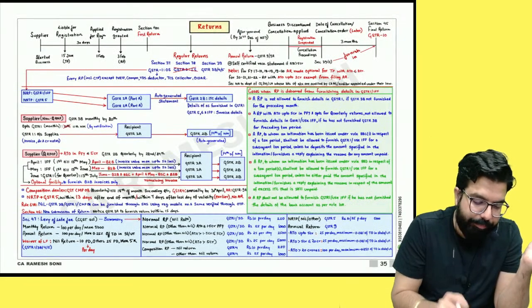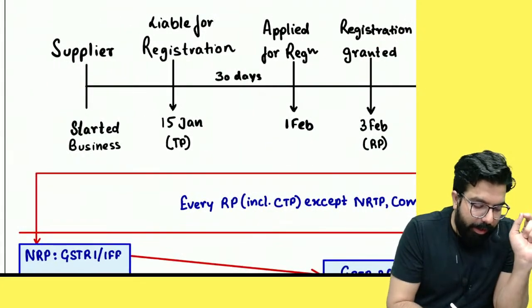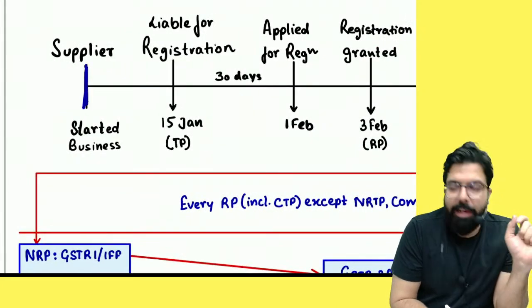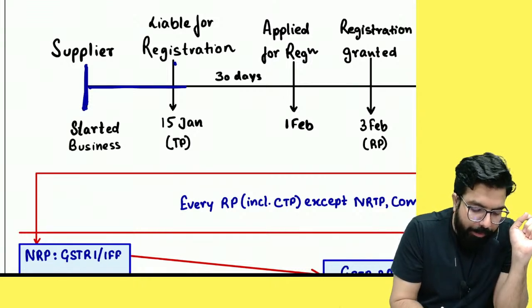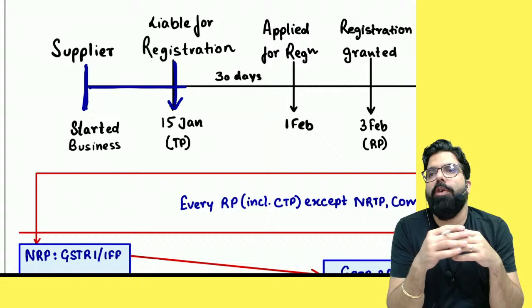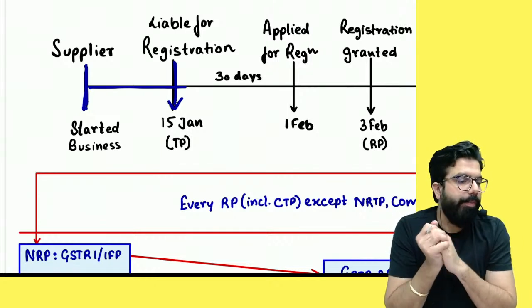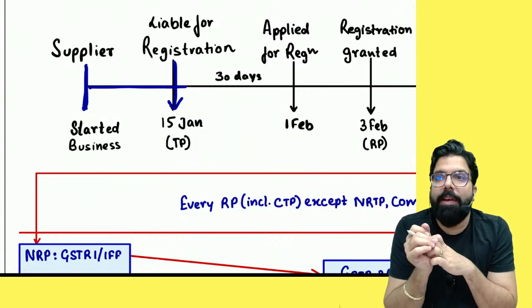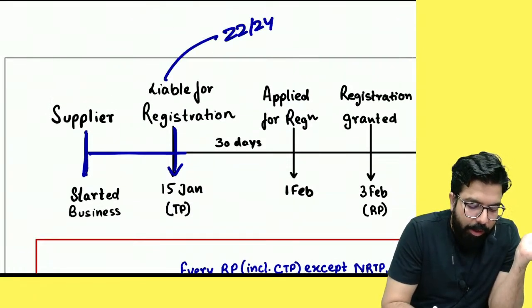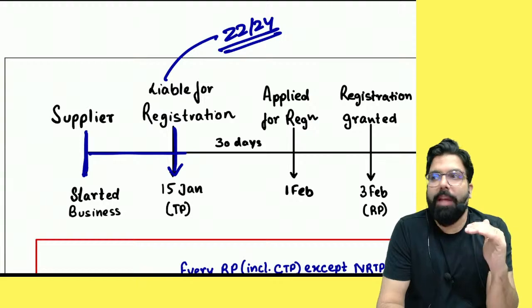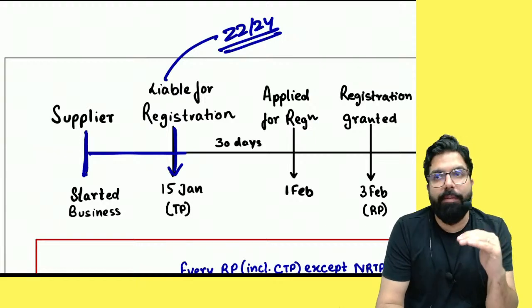Let's go ahead. Now, returns ka chapter starts with, supposingly you are a supplier. You became liable. People, you started your business. One day you will become liable. Can you tell me you become liable under which section, everyone? You become liable under which section? Section number 22 or section number 24? One question, 3 to 4 mark. They will go ahead and ask. So please carefully see, everyone.